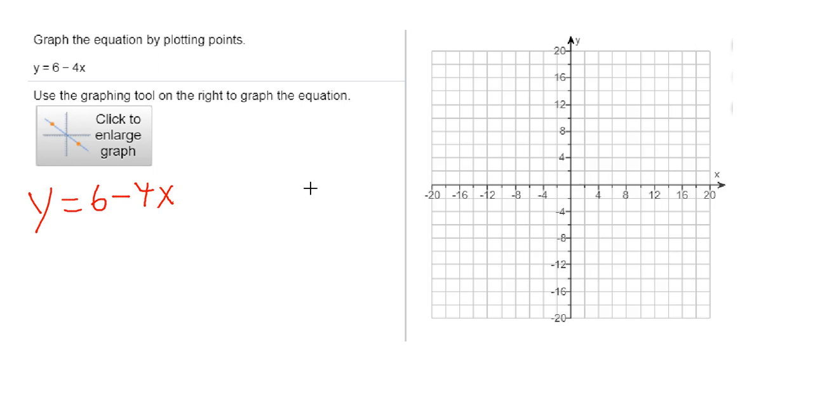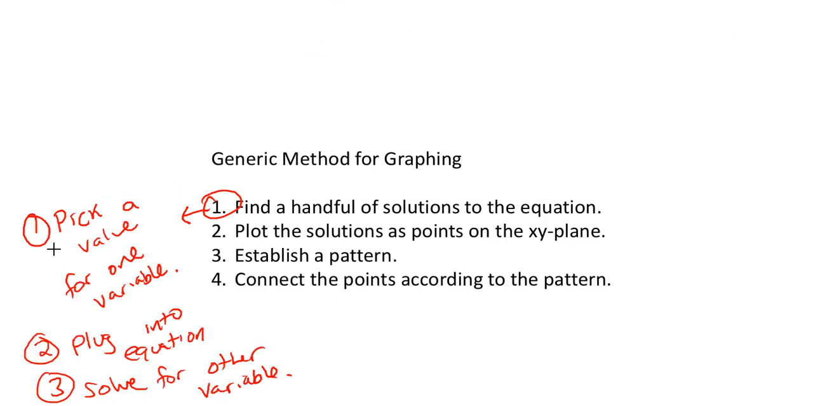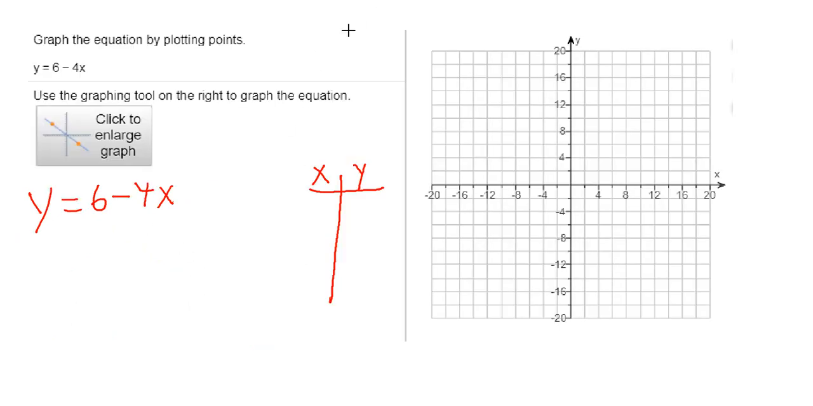A good way of organizing those solutions is to make what's called a t-chart. We'll have the x value in the left column, the y value in the right-hand column. To get a solution to this equation, we'll follow the steps we just talked about on the previous screen. We will pick a value for one of the variables. I think in this case it'll be easier for us to pick a value for x. So let's pick a number for x.